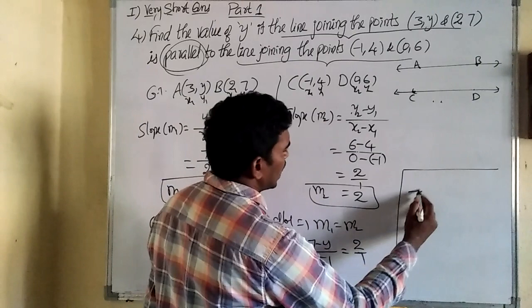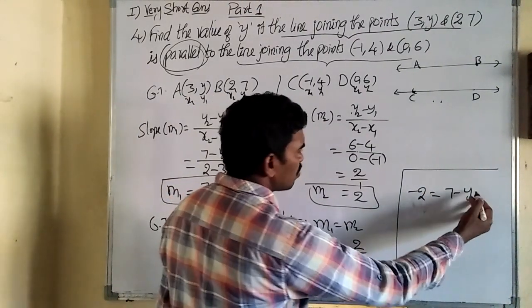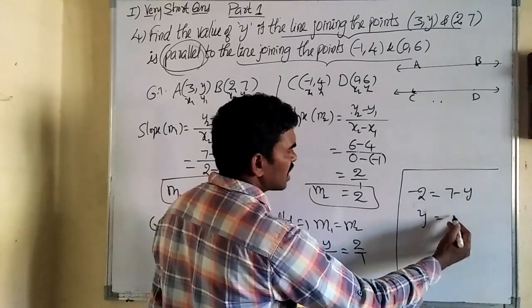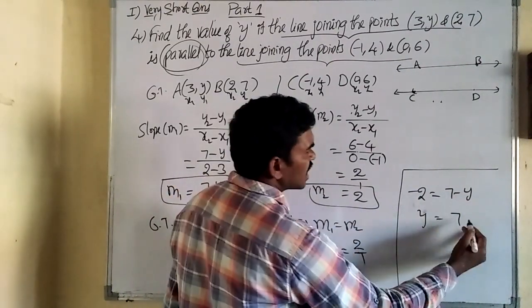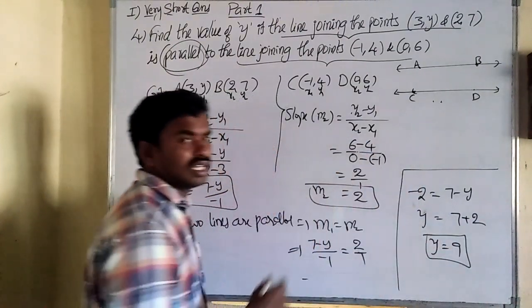2 into minus 1. Minus 2 is equal to 7 minus y into 1. 7 minus y. So minus y, bring to the left side. So y equals 7, keep as it is. Minus 2, send to the right side, becomes plus 2. So y is equal to 9. This is the answer. Is it clear?